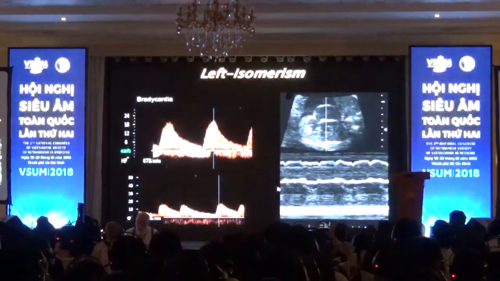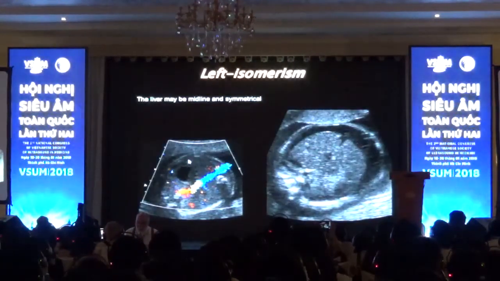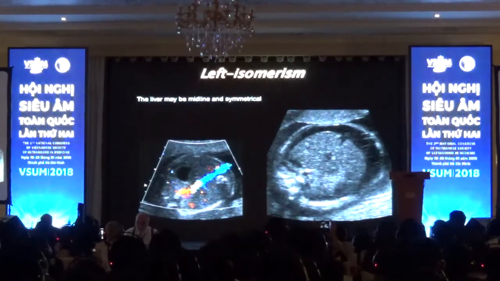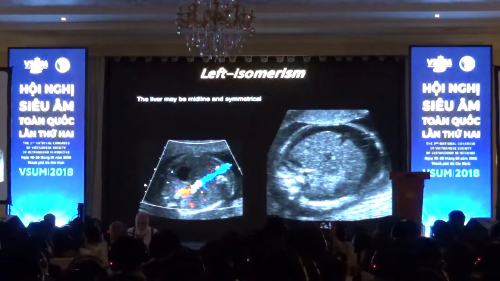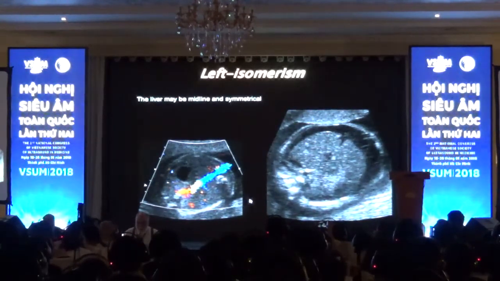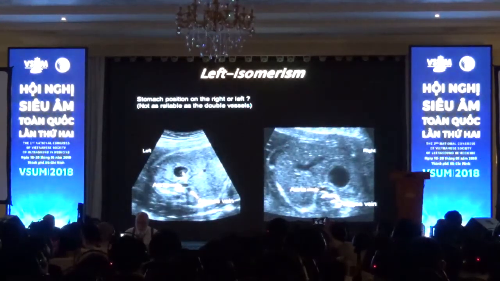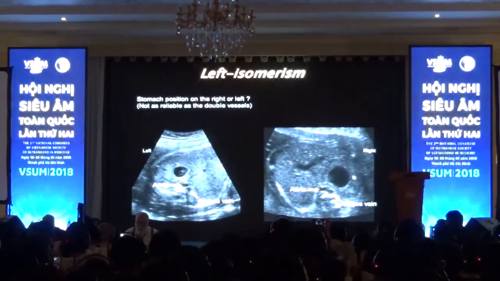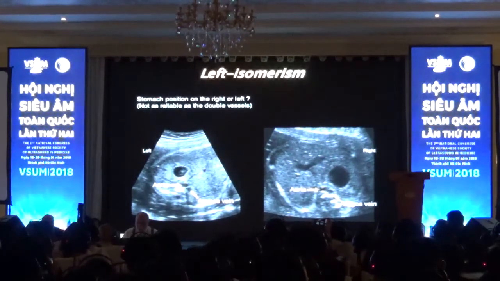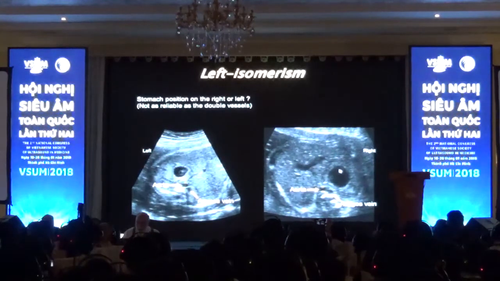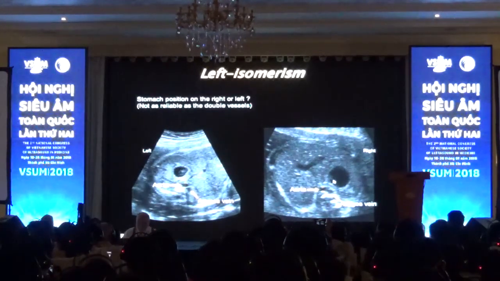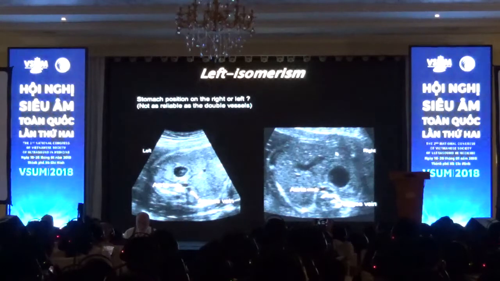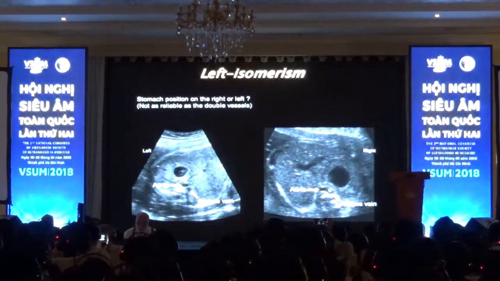The baby will have bradycardia. The liver can be symmetrical. There can be some ascites. You see the umbilical vein is entering in a straight line instead of coming with a curve. And here you can see that the stomach can be either on the left side or on the right side. The stomach is not a reliable indicator. And you can see that this stomach here is not in the normal position. The stomach should be further away, not close to the spine, like in this image here.